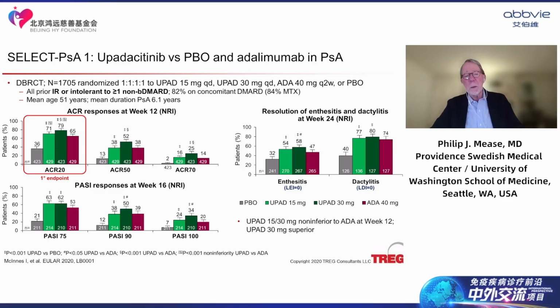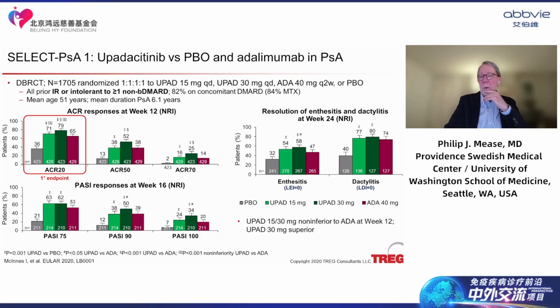The other thing that was slightly surprising was how good the skin response was. We're seeing PASI 75 responses in 2/3 of the patients using either dose of upadacitinib, and that was slightly higher than the rates of improvement with adalimumab. And you can also see the higher grades of PASI response noted there.